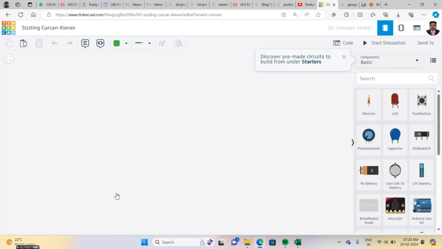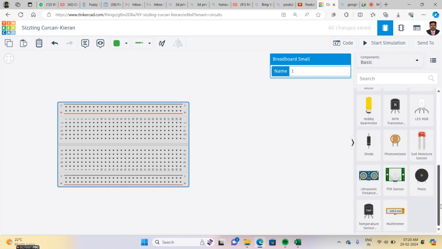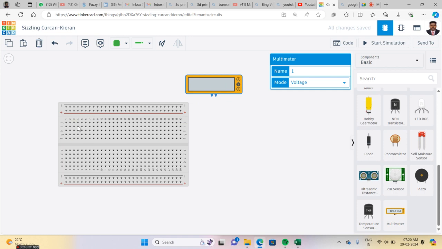See, you know three different materials: conductor, insulator, and semiconductor. Am I correct? Conductor. See, this is called breadboard, this white color one.